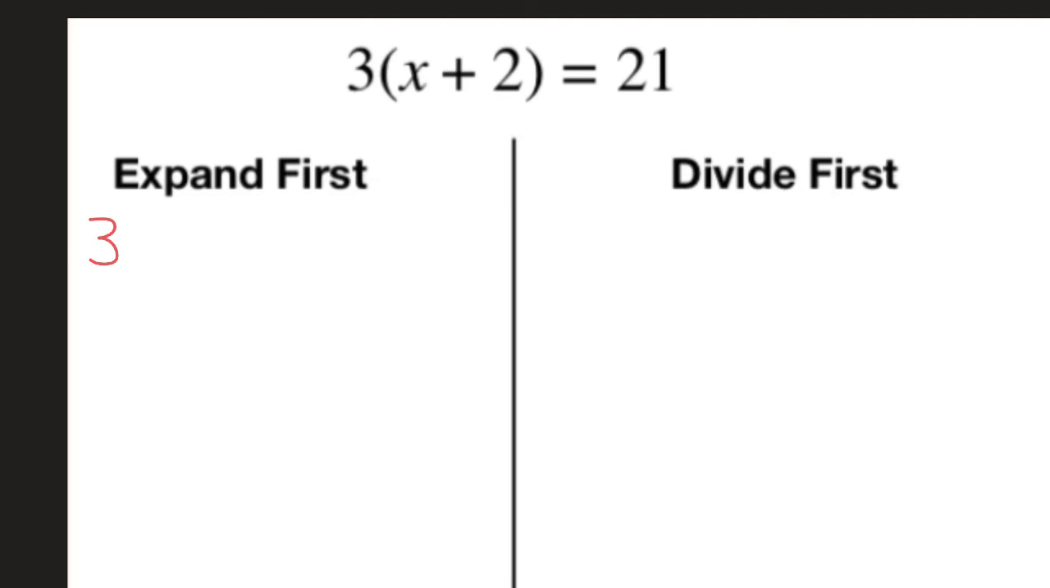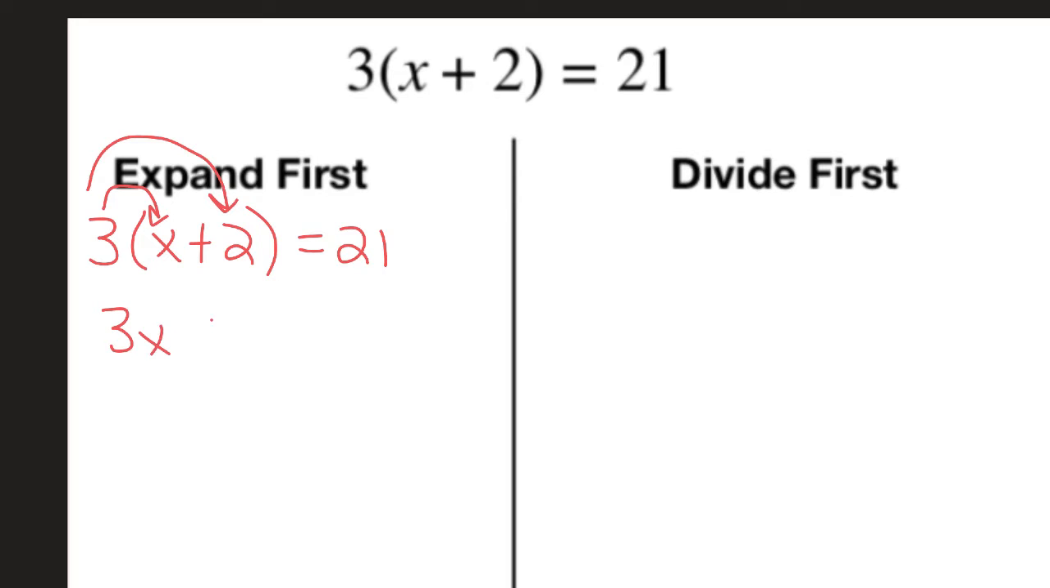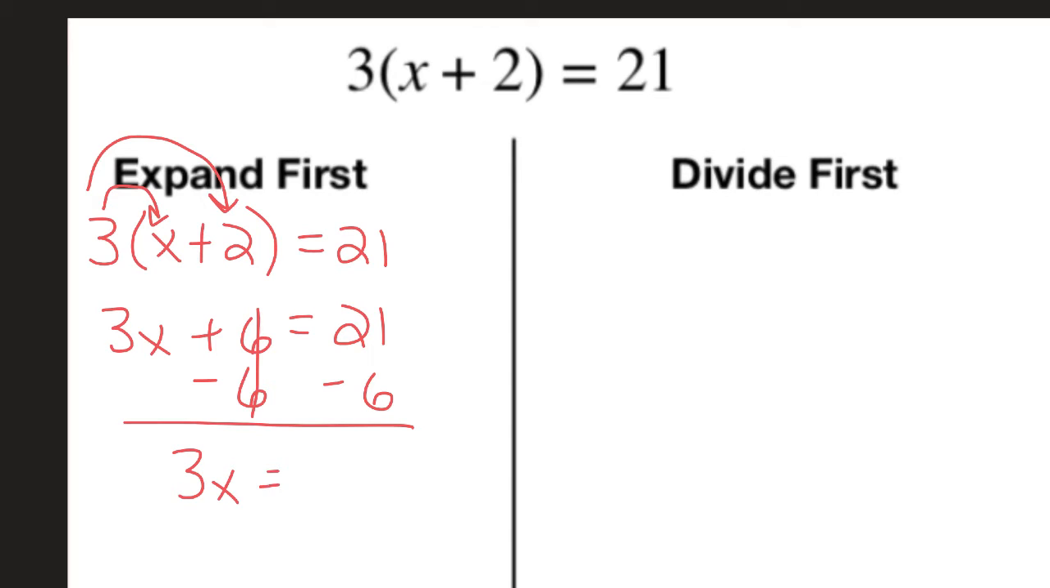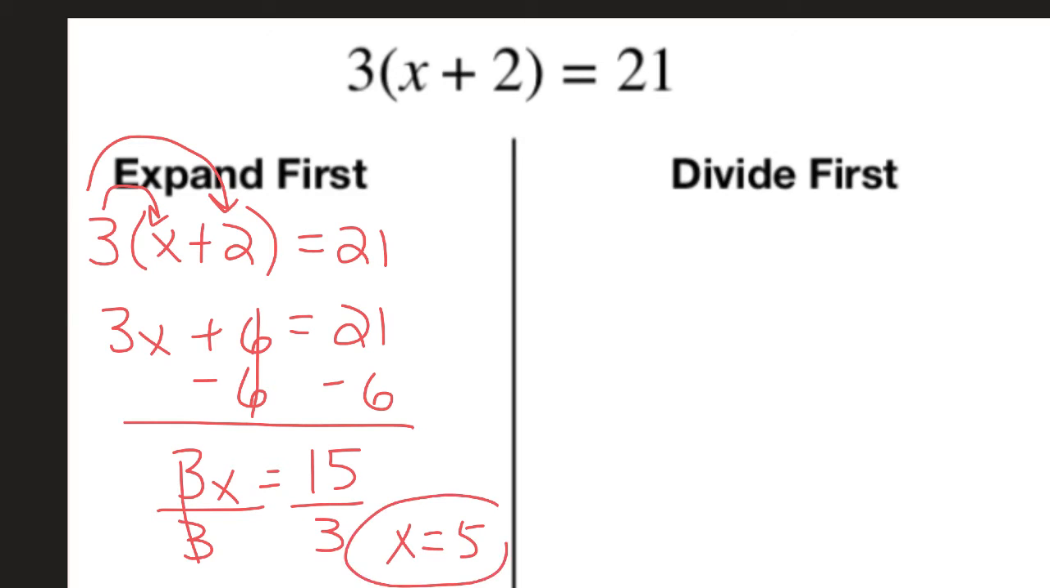So if you were going to expand first, you're going to do something called the distributive property, where you multiply the 3 by the x and the 3 by the 2. So it becomes 3x plus 6 equals 21. And then you subtract 6 from both sides. Then you have 3x equals 15. You divide by 3, x equals 5.